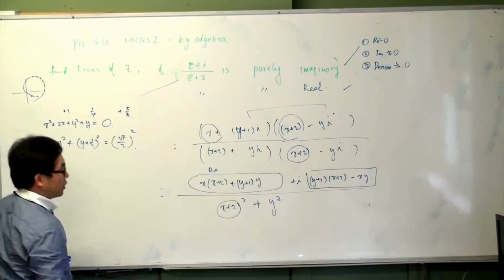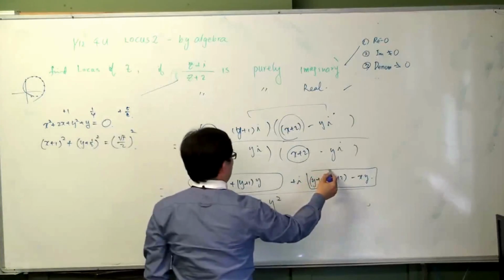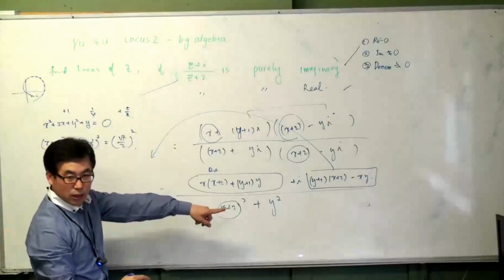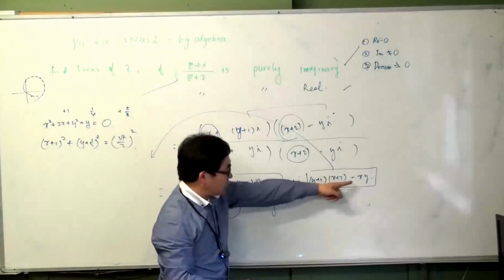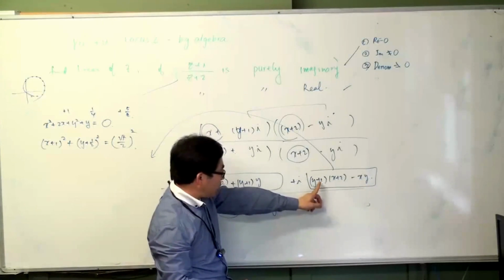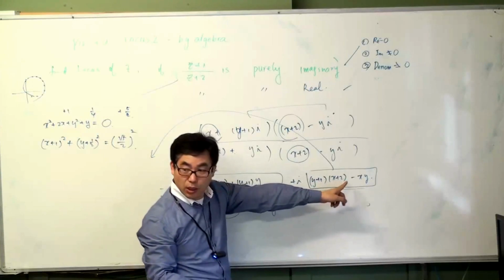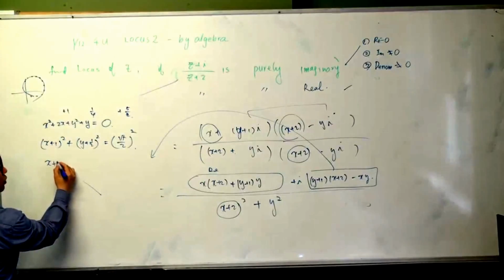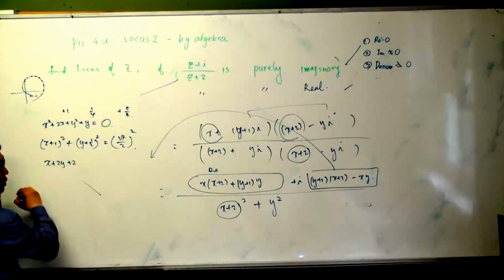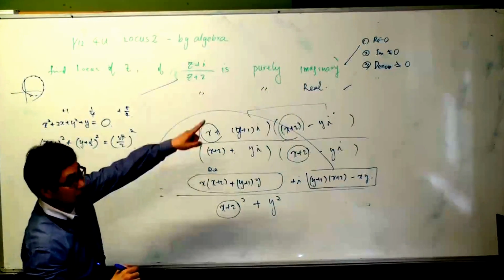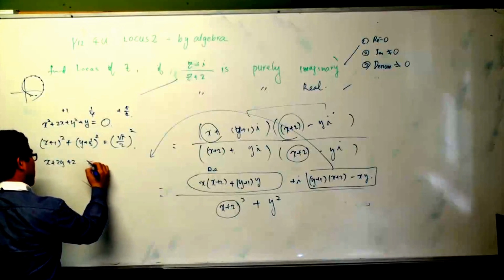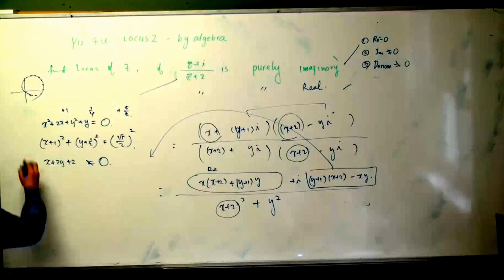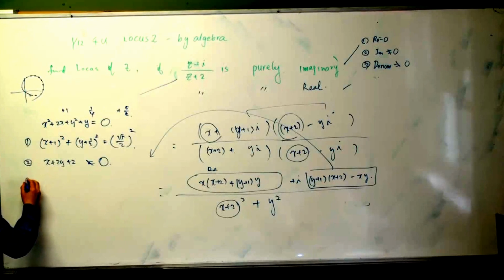And what's the other condition? We have another condition here, which is if you expand it, xy is gone. Then x plus 2y plus 2, isn't it? So x plus 2y plus 2. That's the imaginary part, and it shouldn't be 0.